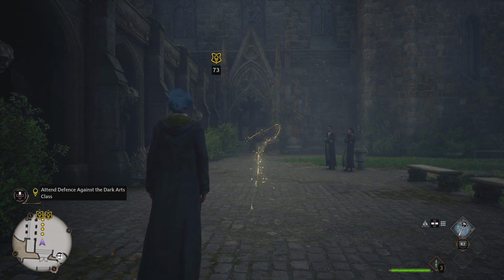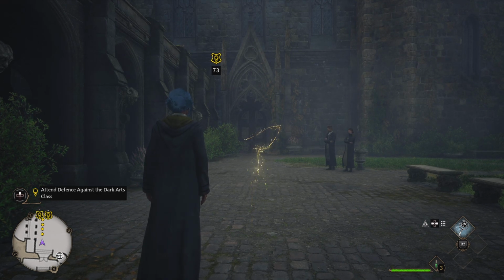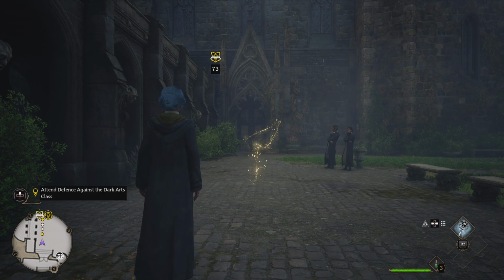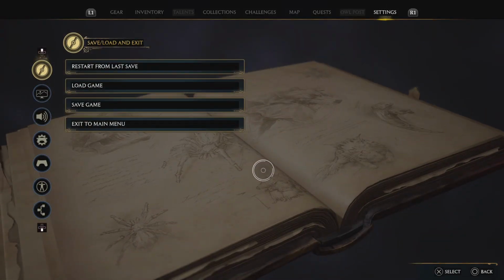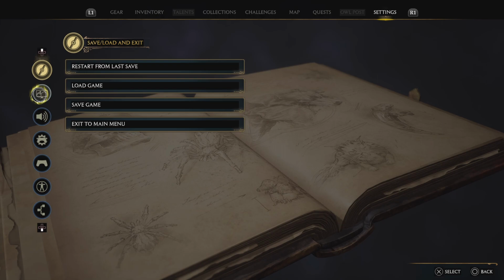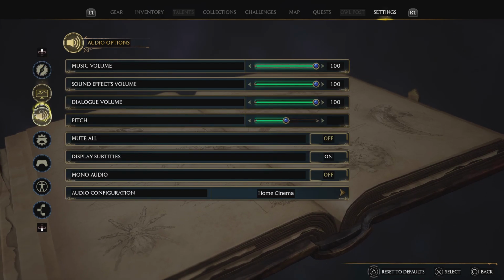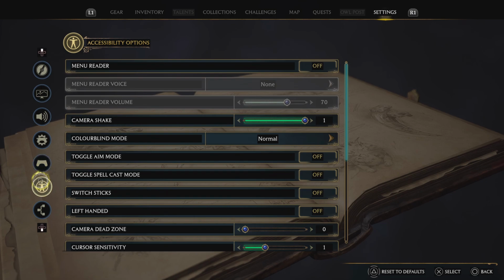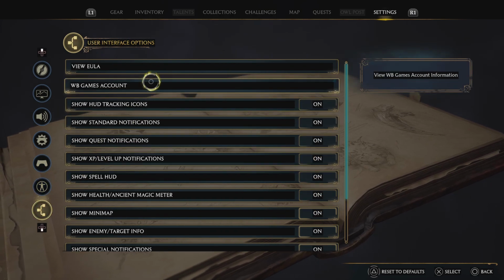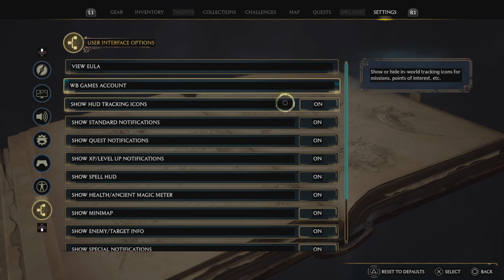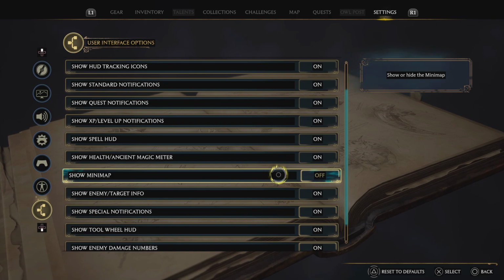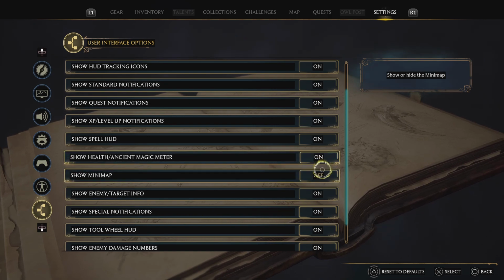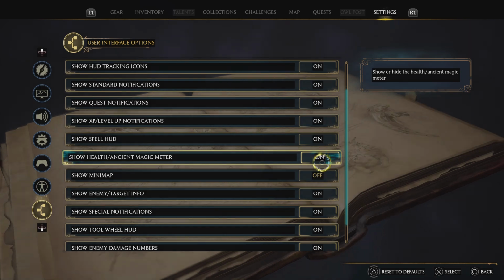Open the game setting by pressing the S button. Select User Interface option at the bottom.